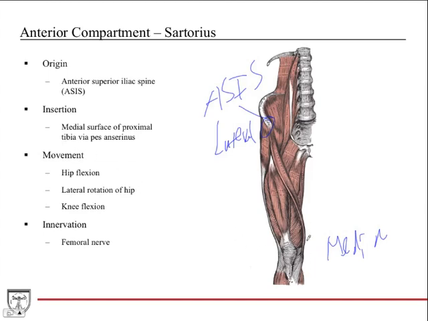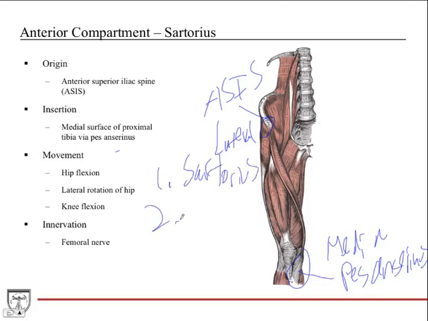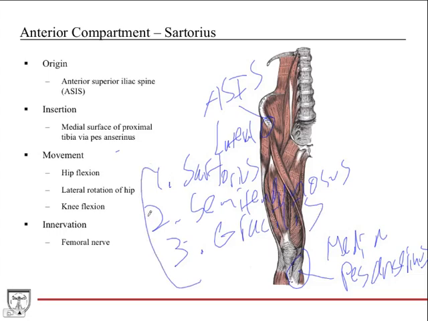And you can see that here where it wraps around, and then it inserts onto this tendinous structure here called the pes anserinus. And the pes anserinus is thought of as a conjoined tendon of 3 muscles. So the first one's the sartorius, and then the other 2 are in the posterior aspect of the thigh. So there's the semitendinosus, and then the gracilis. And so these three muscles have a common insertion point at the pes anserinus.